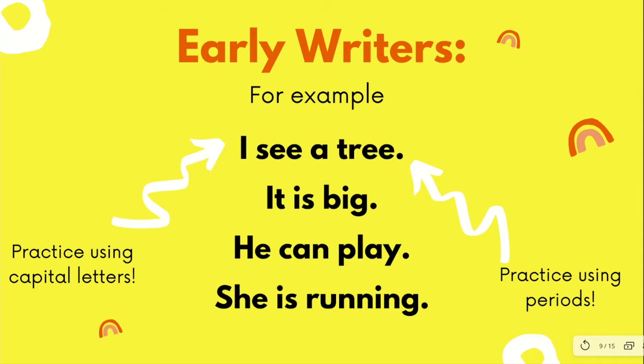Examples of sentences for early writers may sound like this. I see a tree. It is big. He can play. She is running. All of these observations can be made just looking at the window.